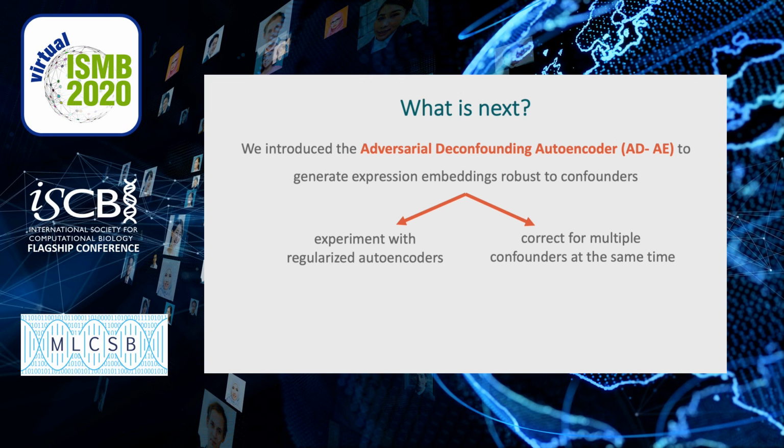Another interesting idea is that we want to correct for multiple confounders at the same time, for instance, correcting for age and sex at the same time. Most importantly, we want to explore the broad applicability of our model by applying it on new data sets, adjusting for new confounders, and hopefully employing this computational tool on new diseases to understand the underlying biology.